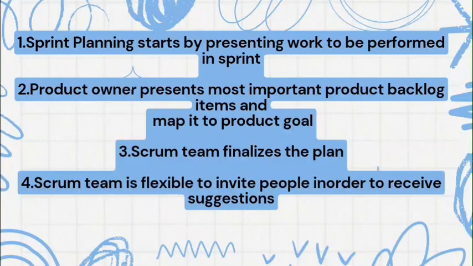Then of course the Scrum team is flexible to invite other people to the sprint planning call, so that they can receive appropriate suggestions. Like there are chances, right? Some environment dependency is there, so maybe you need people from the required team, like the DevOps team or something, so that we can understand if the dependencies can get resolved during the sprint only. If not, then maybe we can move that particular task to the next sprint.